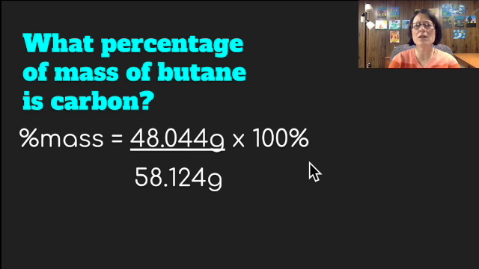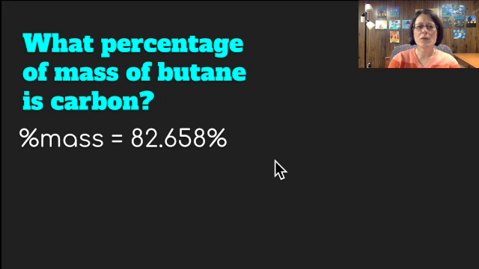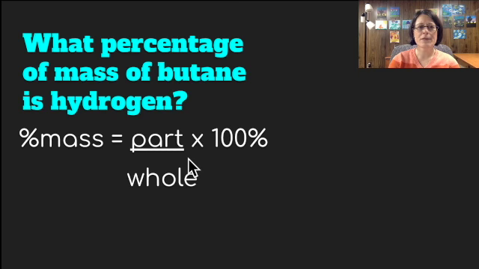Now we just use our numbers from our molecular mass that we found in the previous problem. We say the percent mass is 48.044 grams, which was the total mass of all the carbons in butane, over 58.124 grams, which was the mass of the butane, times 100%. When we put that into our calculators, we get 82.658%.